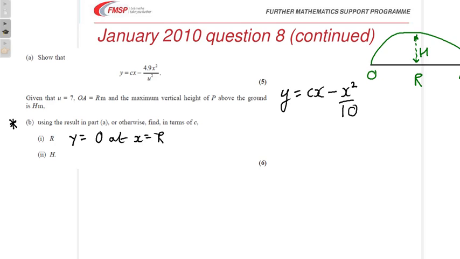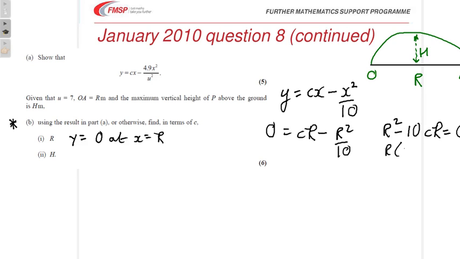So putting that in, we've got 0 equals cr minus r squared over 10. So r squared over 10 equals cr. Just rearrange that a little bit. r squared minus 10cr would equal 0. r into r minus 10c equals 0. So r is 0, which is the point of projection, or r equals 10c. So that's the answer we want, r equals 10c. That's the range of this projectile.